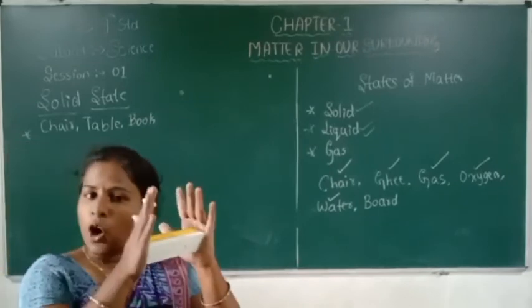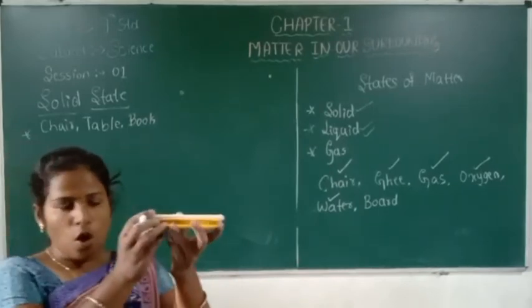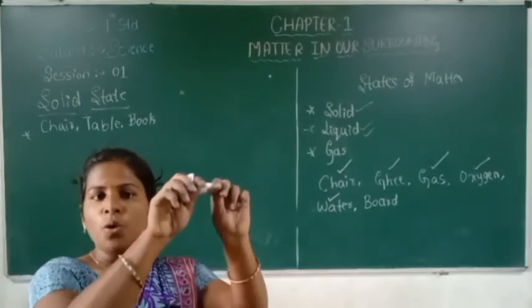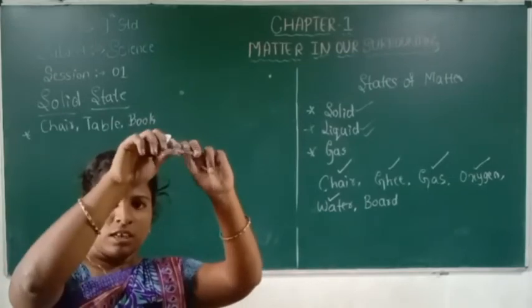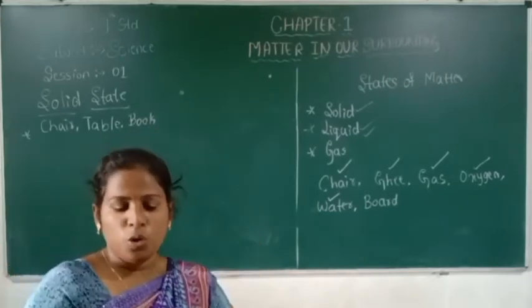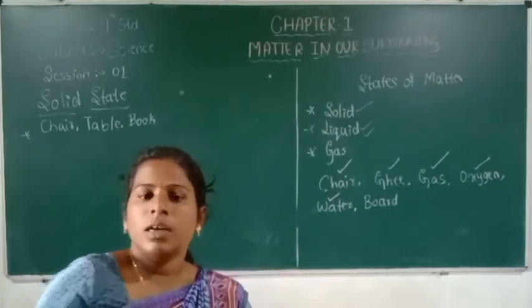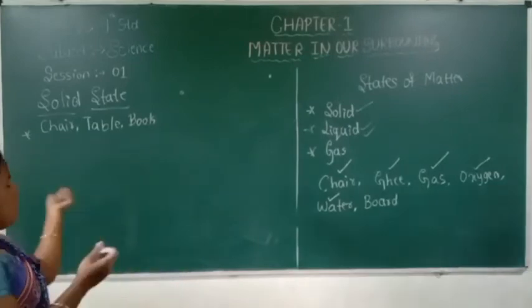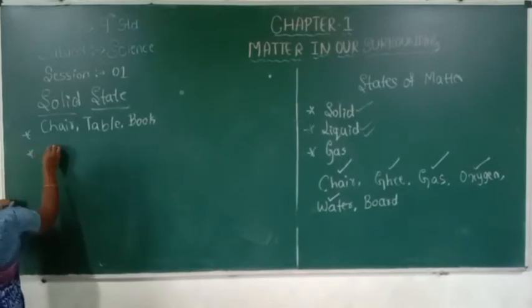Because solids cannot be compressed easily, and they have a strong bond between them, and it is not easy to break them. Can I break it easily? No. We need some extra force to break the solids. So solids have a definite shape.